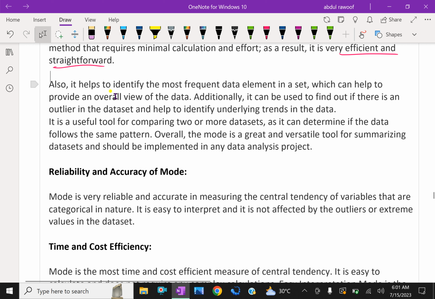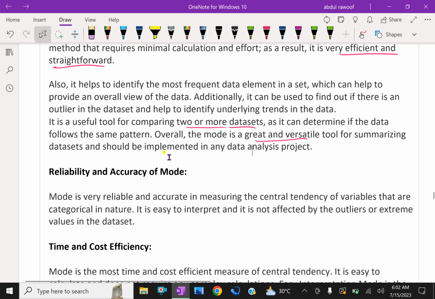Also, it helps to identify the most frequent data element in a set, which can help to provide an overall view of data. Additionally, it can be used to find out if there is an outlier in the data set and help to identify underlying trends in the data. It is a useful tool for comparing two or more data sets, as it can determine if the data follows the same pattern. Overall, the mode is a great and versatile tool for summarizing data sets and should be implemented in any data analysis project.